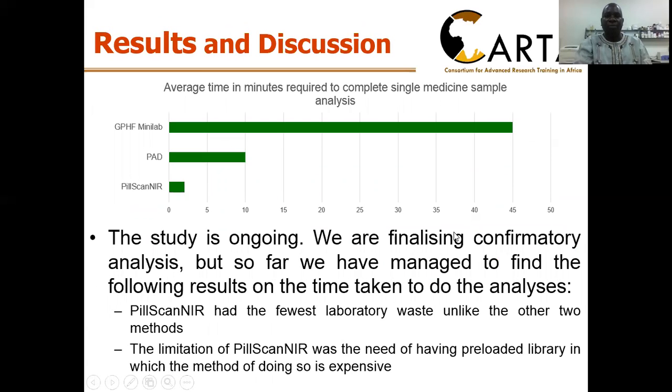In terms of the time to complete analysis, the mini lab was the one which was taking the longest at 45 minutes, and the pill scan is the one which was the fastest. For a single sample being tested on the mini lab, you could test more than 20 samples on the pill scan. We are finalizing confirmatory analysis, but so far we have found the pill scan also had the fewest laboratory waste, unlike the other two methods.